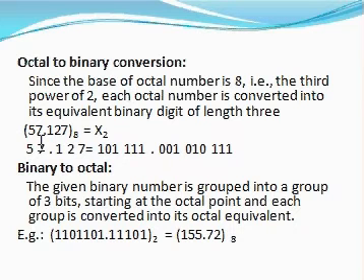The equivalent octal binary code is 111, and here it is 5, and its binary equivalent is 101. Like that, every digit is converted into its binary form.